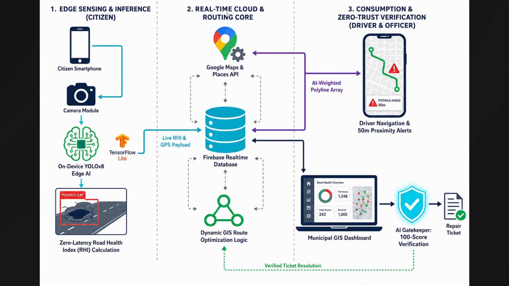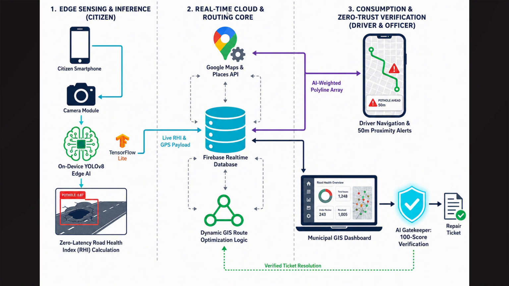The third stage is perception and zero trust verification. This is where the data actually becomes action. The driver gets this AI-weighted polyline, basically a route that avoids the known hazards, plus the 50-meter proximity alerts. The officer gets the municipal GIS dashboard with all the open issues.